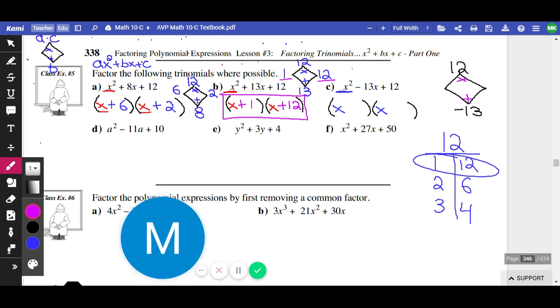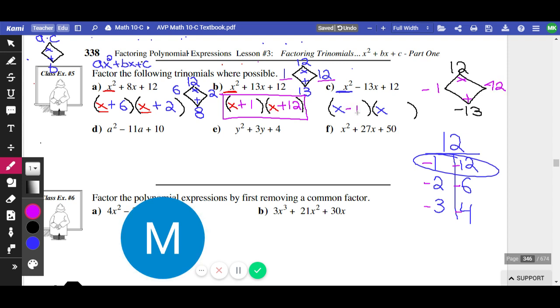If you're stuck, you make a chart, right? Things that multiply to be 12. Negative 1, negative 12. Negative 2, negative 6. Negative 3, negative 4. One of these combos will add to be negative 13. In this case, negative 1 and negative 12.